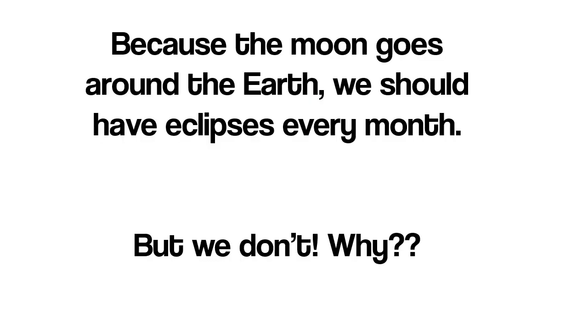Now, some of you might have already started thinking about this, because the moon goes around the Earth, right? Every day, all day. We should have eclipses every month, right? Because if you remember from the moon phases, the new moon is when the moon is in between the Earth and the sun, and the full moon is when the Earth is in between the moon and the sun. So if you think about it, we kind of should have eclipses twice a month, one at the new moon and one at the full moon. But we don't. Why is that?